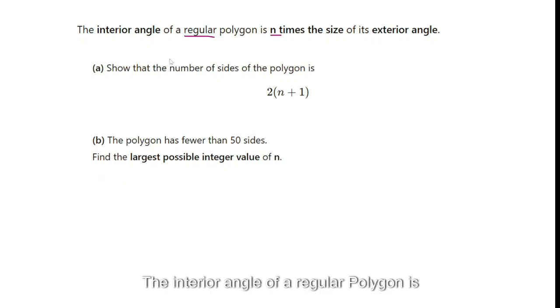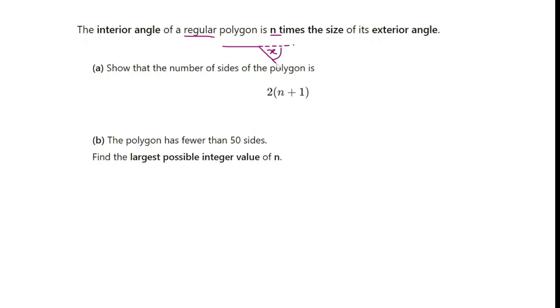The interior angle of a regular polygon is n times the size of its exterior angle. So the idea is, let's say we have an angle like this, and this is the exterior angle if you just extend it. Now, if this is x, this is the exterior angle, and the interior angle is obviously nx. Show that the number of sides of the polygon is 2(n + 1).